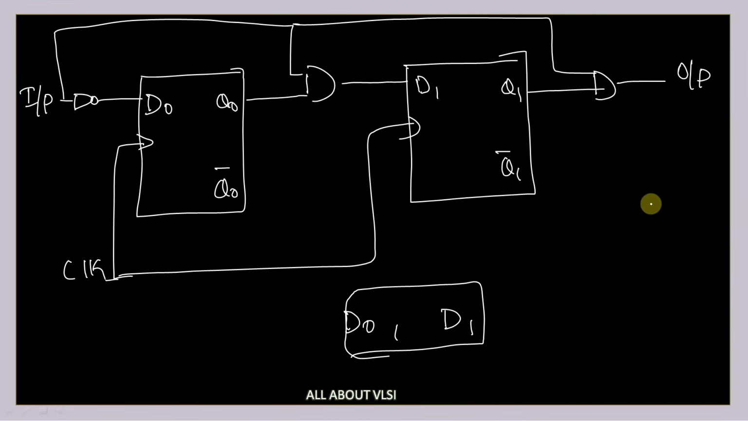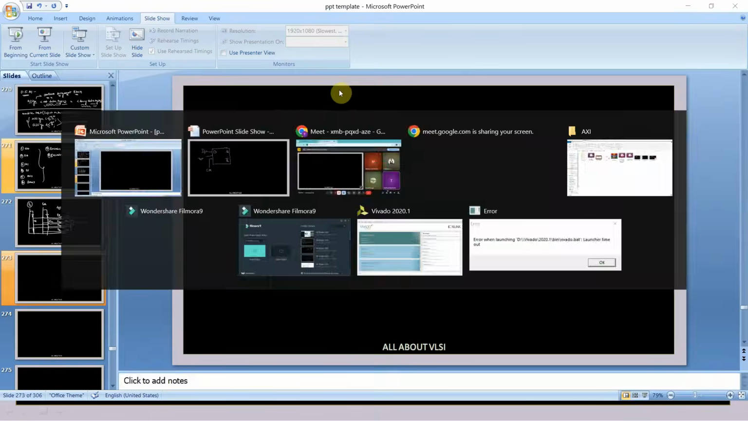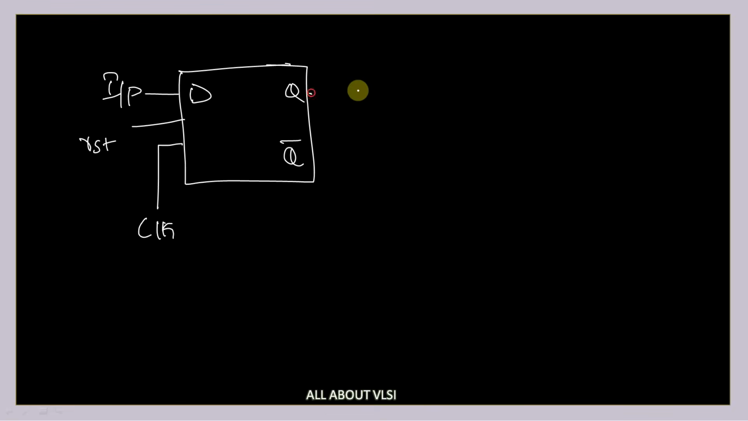Now, let's say I have a single flip-flop like this, with D, Q, and Q bar. Here I'm going to provide my input, and this is my clock, and this is my reset signal. Now, if I apply my reset signal, what output are we going to get? We are going to get 0.